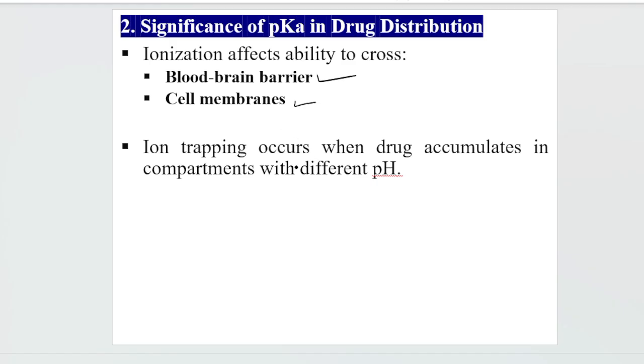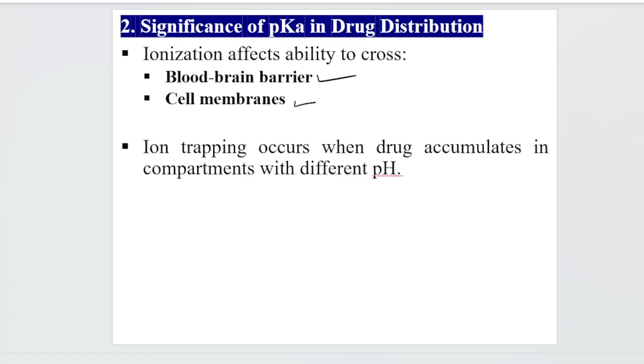Once inside the cells, if the pH of the cell is different from that of extracellular fluids, then in that situation there could be trapping of the drug in the cell's fluid, because the drug becomes ionized in that cell. That's why once trapping occurs, the drug will be accumulated in that cell.